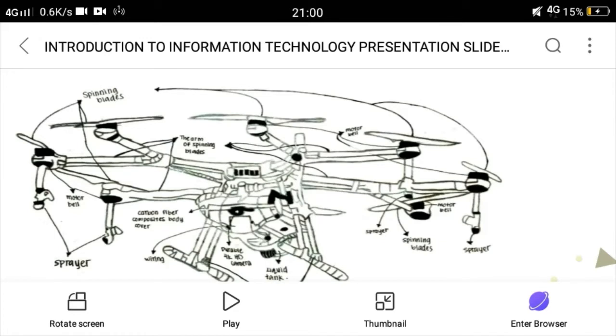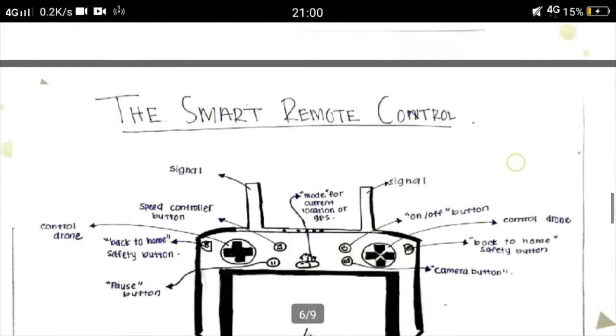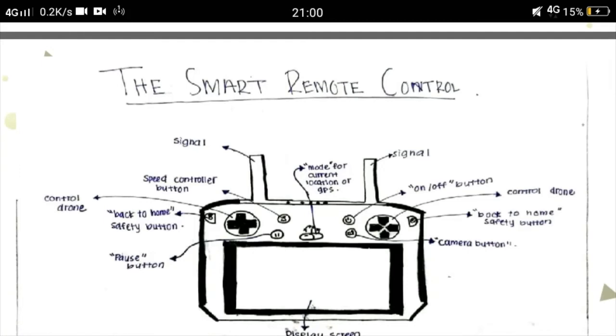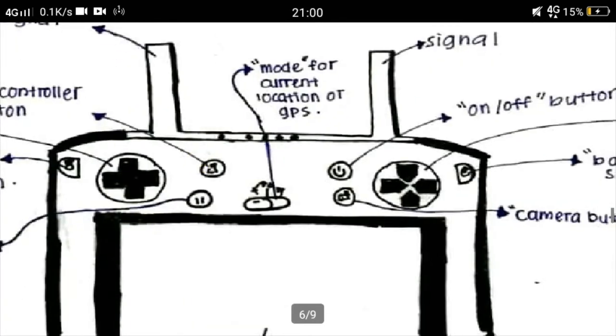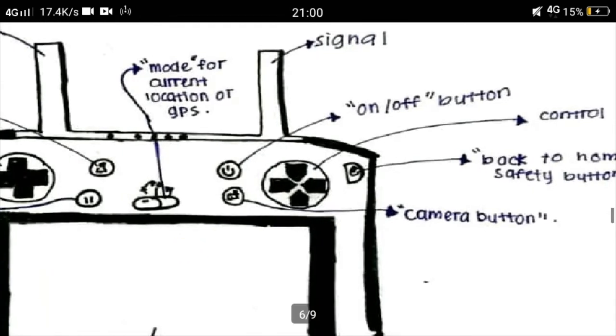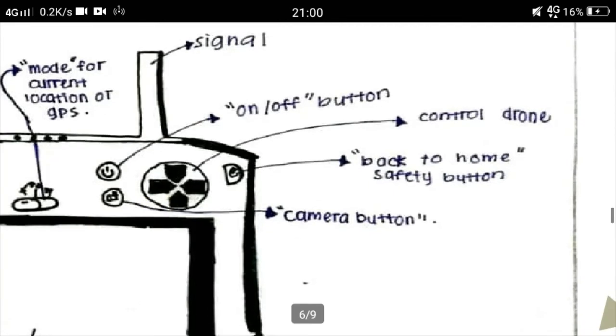So the smart remote control: this is for signal, and this is for mode for current location. You just slide left or right. This is the on/off button. This is the camera to take a screenshot or picture of the landscape, and this is back to home.